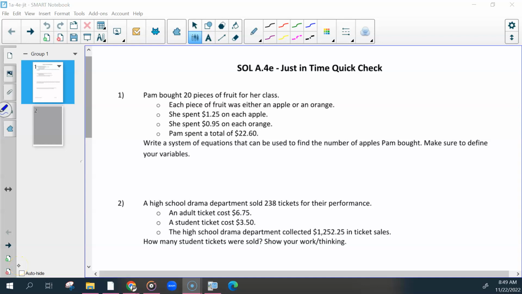Important information from this was the 20 pieces of fruit that either was an apple or an orange, because that'll help us define our variables later. That she spent $1.25 on each apple, 95 cents on each orange. That she spent a total of $22.60. That would have been a lot. And then we're looking for the number of apples she bought.